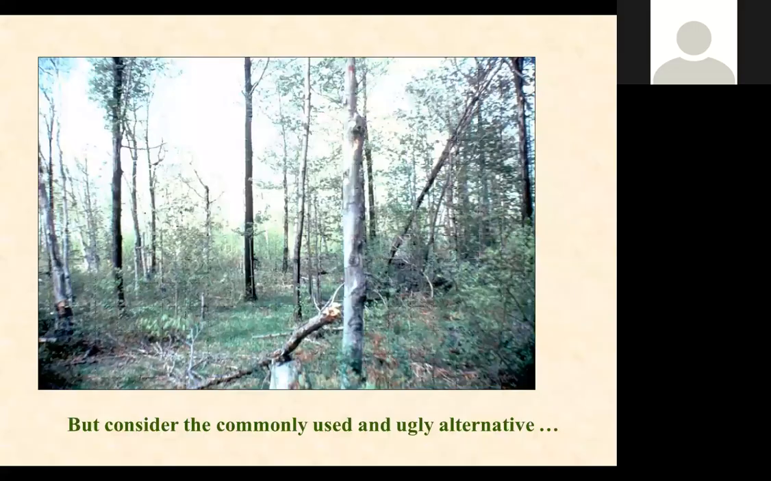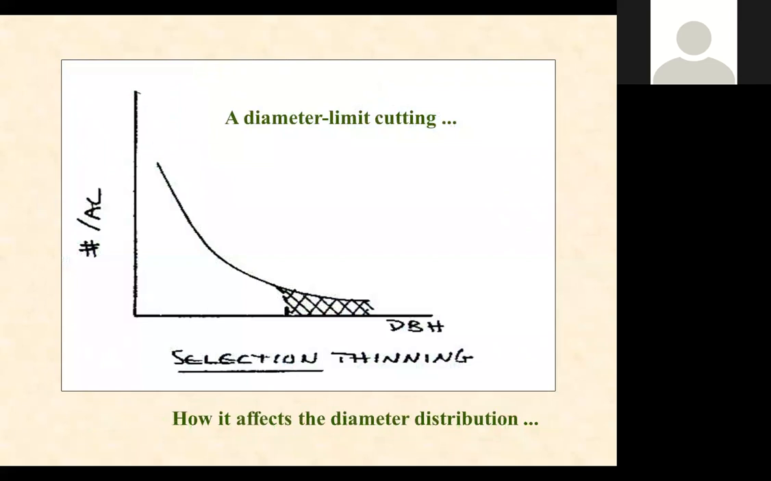Well, let's look at an ugly alternative. And in forestry, we seem to find these quite frequently. And that's a diameter limit cutting. Now, in the historic literature, you do find a method of thinning called selection thinning, which takes out the big trees to favor what they say are promising ones of smaller sizes. It's really a diameter limit cutting. It takes trees from the upper end of the diameter distribution.